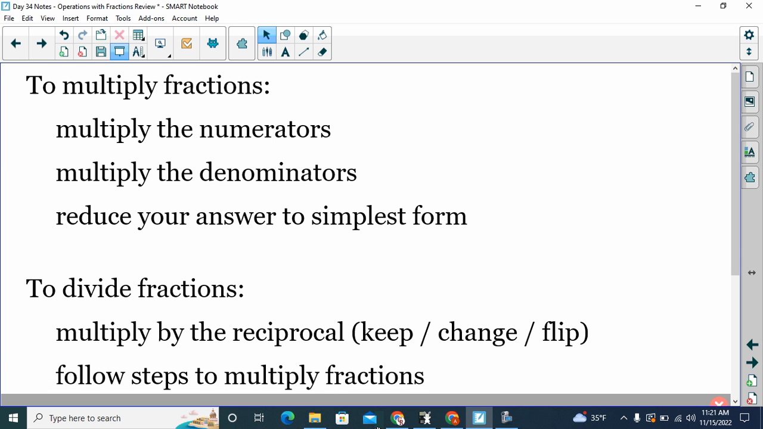And then because we're multiplying by the reciprocal, now we're multiplying fractions, so you follow these steps. Multiply the numerators, multiply the denominators, reduce to simplest form. So to divide fractions, that's when we keep, change, flip. And then because we're multiplying, we follow the steps for multiplication.